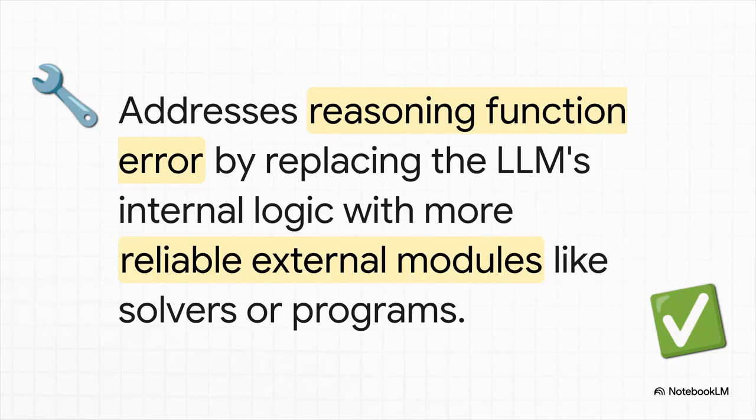So the really clever thing here is that this approach fixes what the paper calls reasoning function error. Basically, instead of trying to rely on the LLM's own, sometimes shaky logic, you just swap it out for a tool you know is 100% correct. It's like giving a calculator to a brilliant writer who just happens to be bad at math.